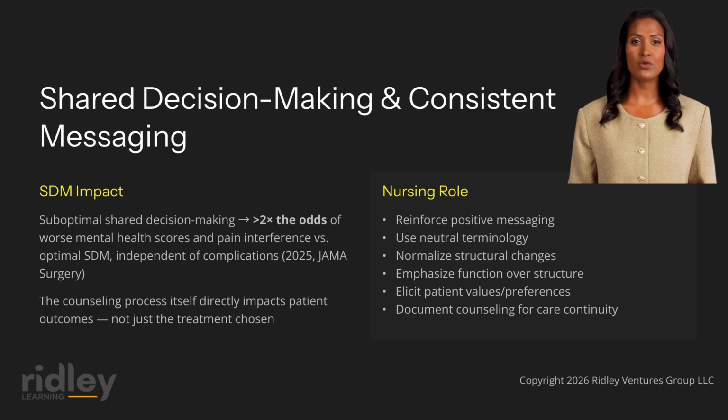Nursing staff play a critical role in reinforcing positive messaging about prognosis and the safety of activity between physician and therapist visits. Inconsistent messaging across providers can undermine the therapeutic alliance and trigger nocebo effects. Nurses should be equipped with key communication strategies, including acknowledging findings with neutral terminology, normalizing structural changes as age-related, emphasizing function over structure, and eliciting patient values and preferences to develop a collaborative treatment plan.